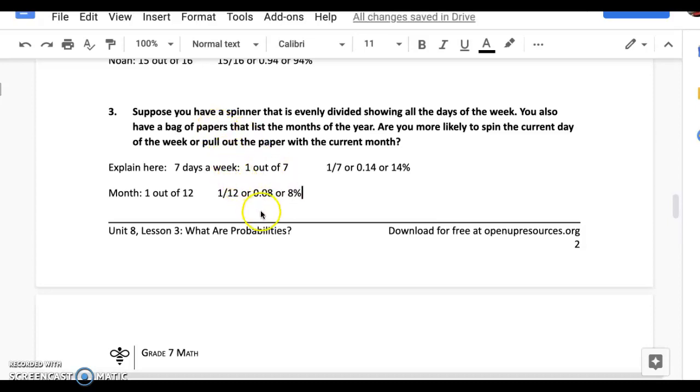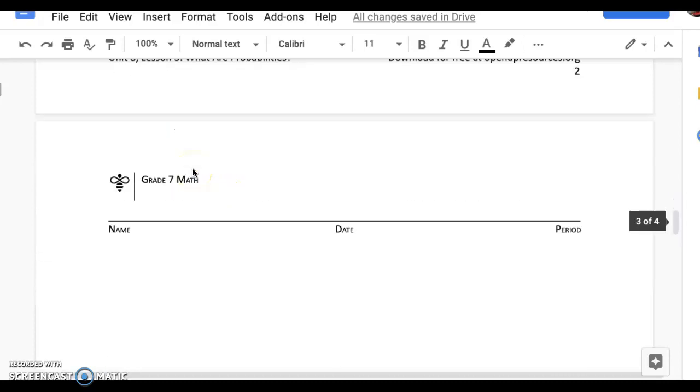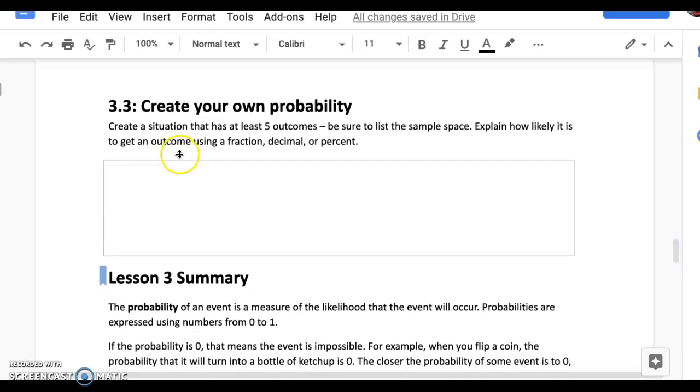So which one would be more likely, pulling the paperclip with the current day of the week or the current month? It's going to be the one with the higher percentage, decimal, or fraction. And so that would be 7 days a week. You could have done this without math by thinking about which one had fewer choices, 7 days. Last thing I want you to do is just create a situation that has 5 outcomes, and that could be anything, and that can go there.